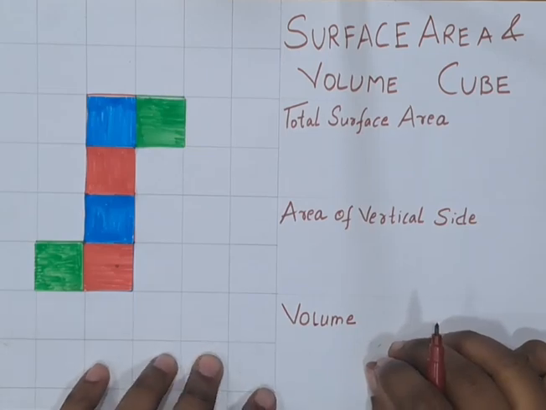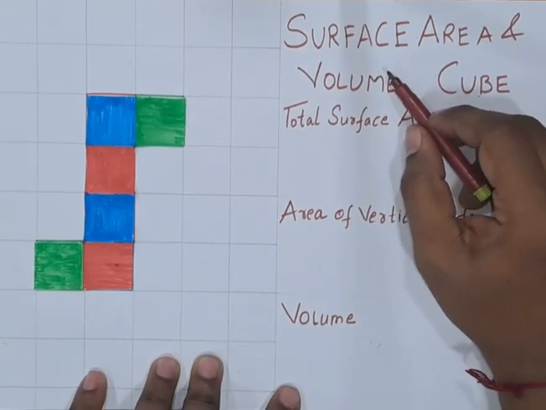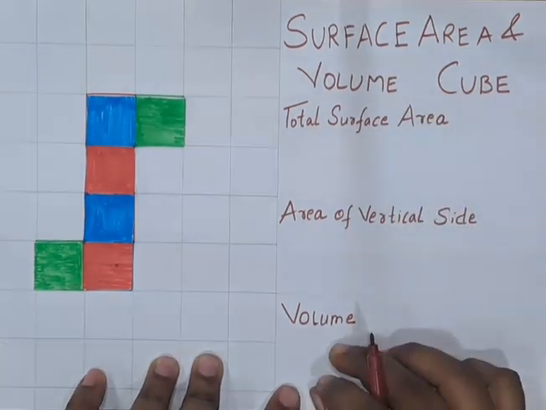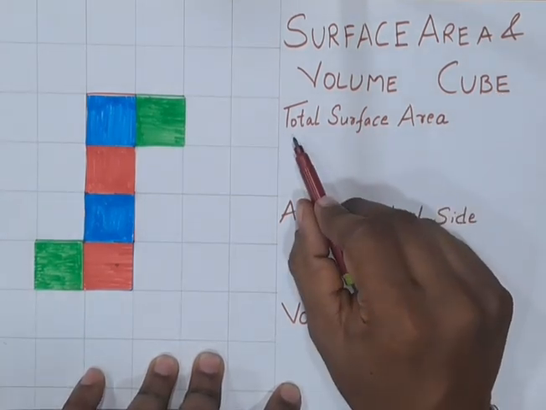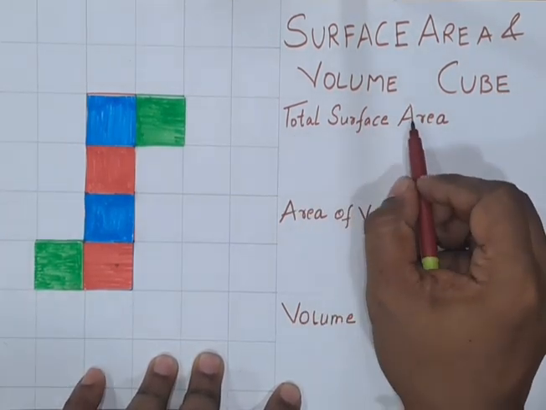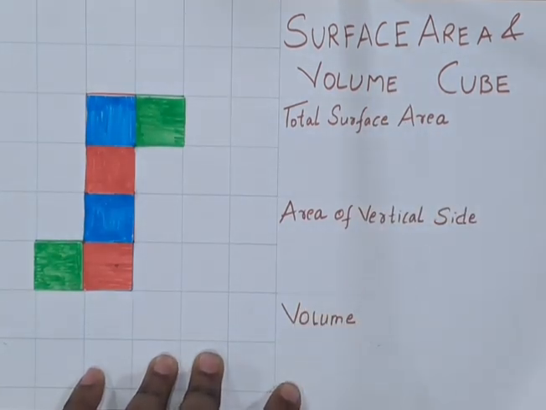In today's video, we are going to start with a new chapter, that is surface area and volume of various geometric figures. So in today's video, we are going to start with cube. For cube, we are going to learn how to calculate total surface area, area of vertical sides, and the volume of the cube.